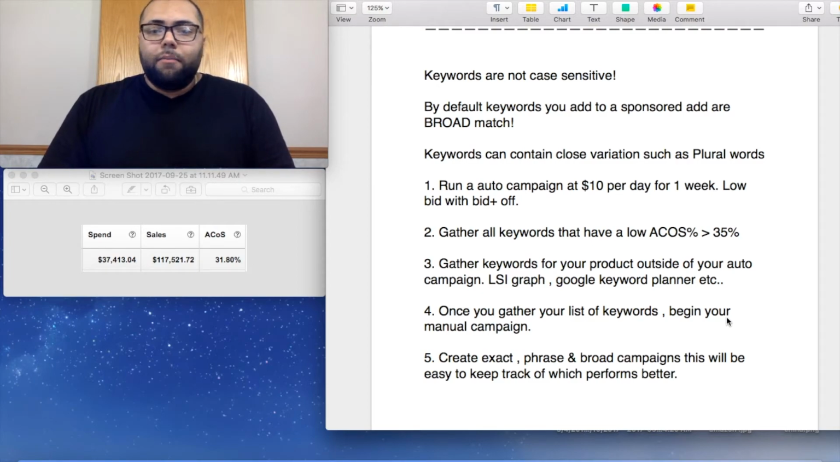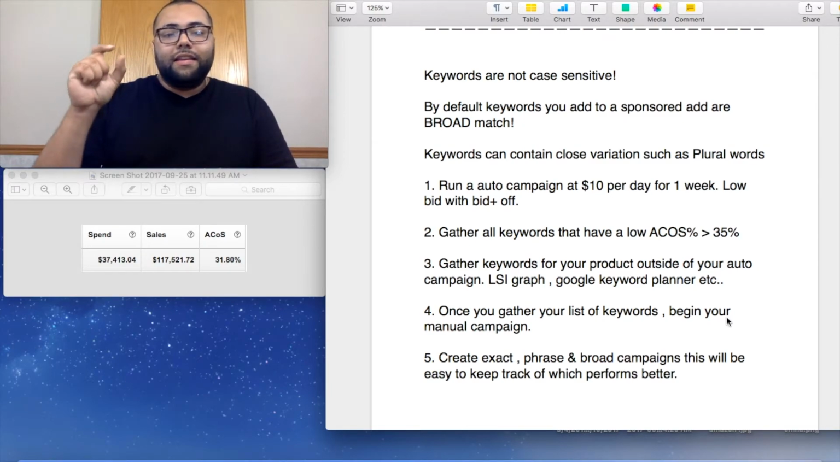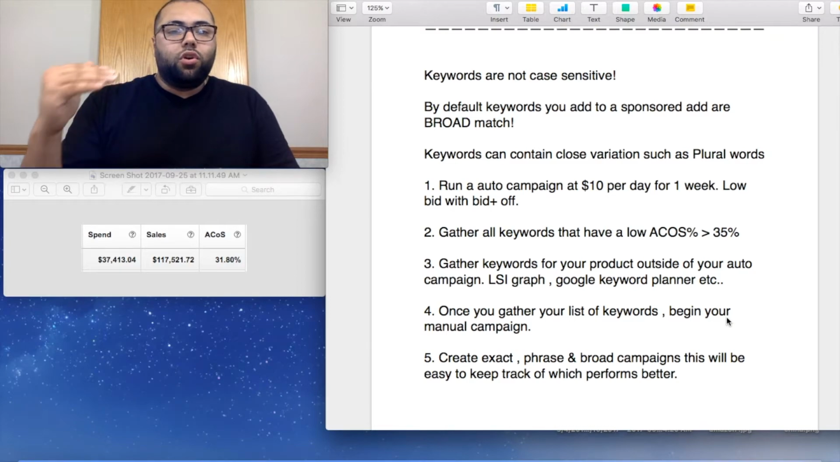By default, keywords you add to a sponsored ad are broad match. If you do not click the little box to the side and dictate which one you want, phrase, exact, or broad, it is automatically going to go to broad.